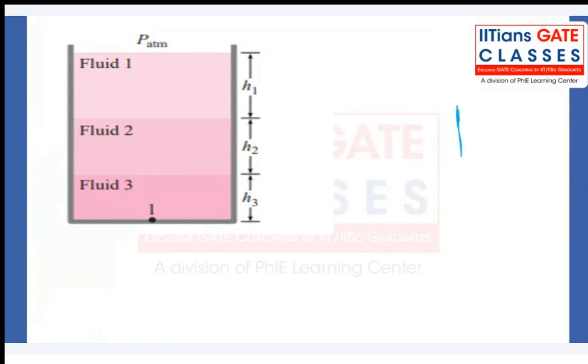in a particular tank. This is a 2D figure, but when you think of the 3D figure, there is a tank, something like this. In that tank, the liquid height will be there. But we do not have only one liquid, we can have multiple liquids also.